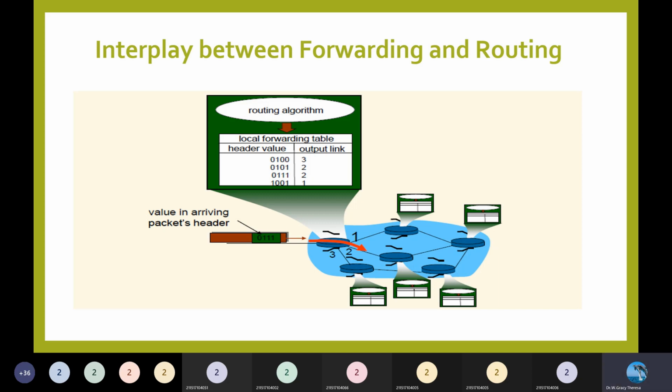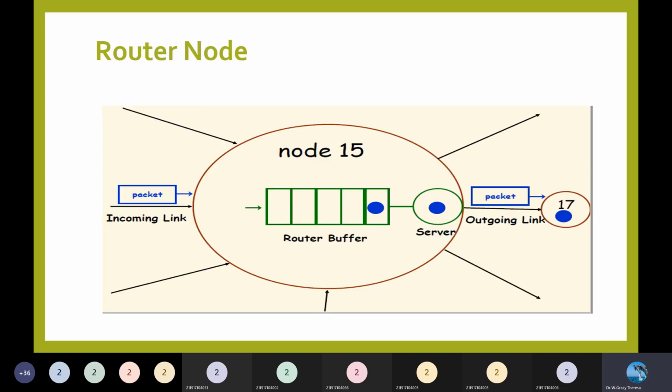Let me talk about the components of routing. Each routing table has various incoming links as well as various outgoing links. The packet can be received by the router through the various incoming links. All these packets have to be placed in a special queue, which is called the router buffer. The router buffer assembles all the packets that are received, and the packets will be processed.